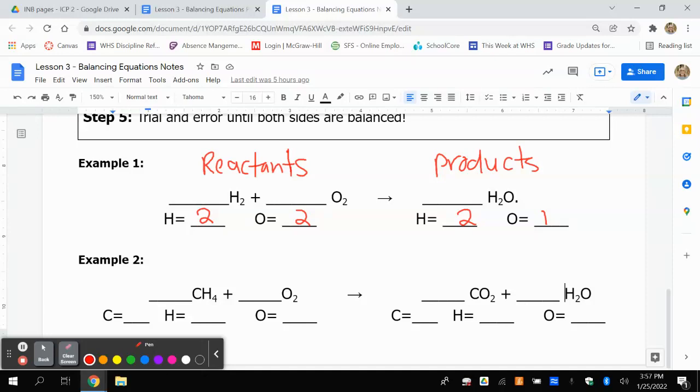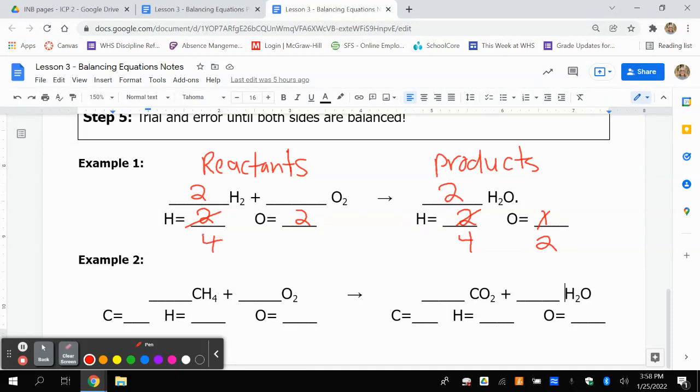So we can only add coefficients out in front. I'm going to add a 2 out in front here so that I can get those 2 oxygens. But what that's also going to change is our hydrogens. So this distributes over and now we have 4 hydrogens and 2 oxygens. So now our oxygens are balanced. We have to balance our hydrogens, so I'm going to add a coefficient out in front of here to balance my hydrogens. So this becomes 4 hydrogens now.